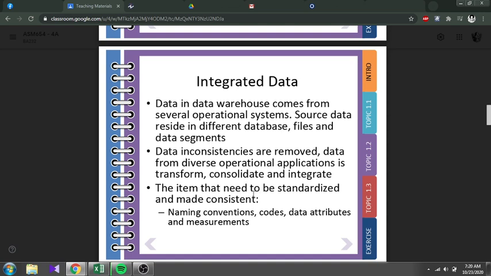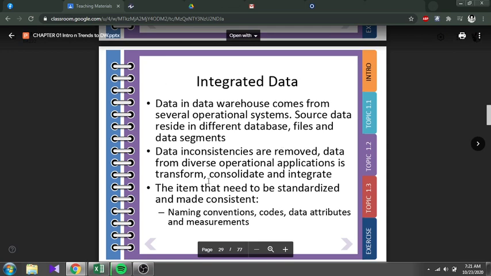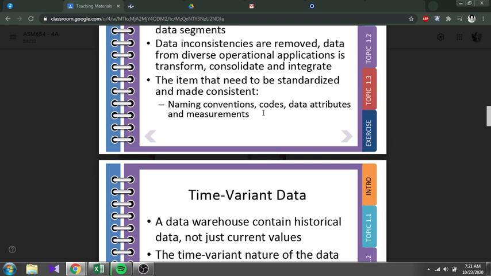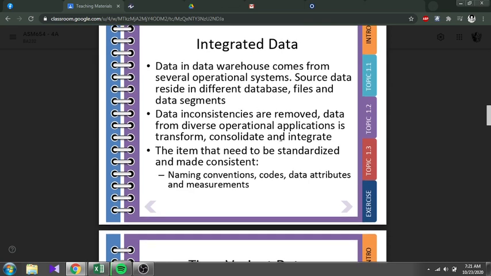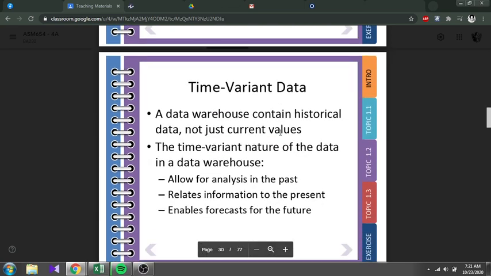Okay, and then the items that need to be standardized and made consistent are mostly the naming convention. So actually untuk naming convention ni, they have some standard rules and regulations sebenarnya, and the codes, data attributes and measurement. But for our part here, we just need to know about this briefing on the data. But later on nanti I will show how we should name our files, everything in our data spreadsheet later on. Okay, time variant data, another criteria of the features.